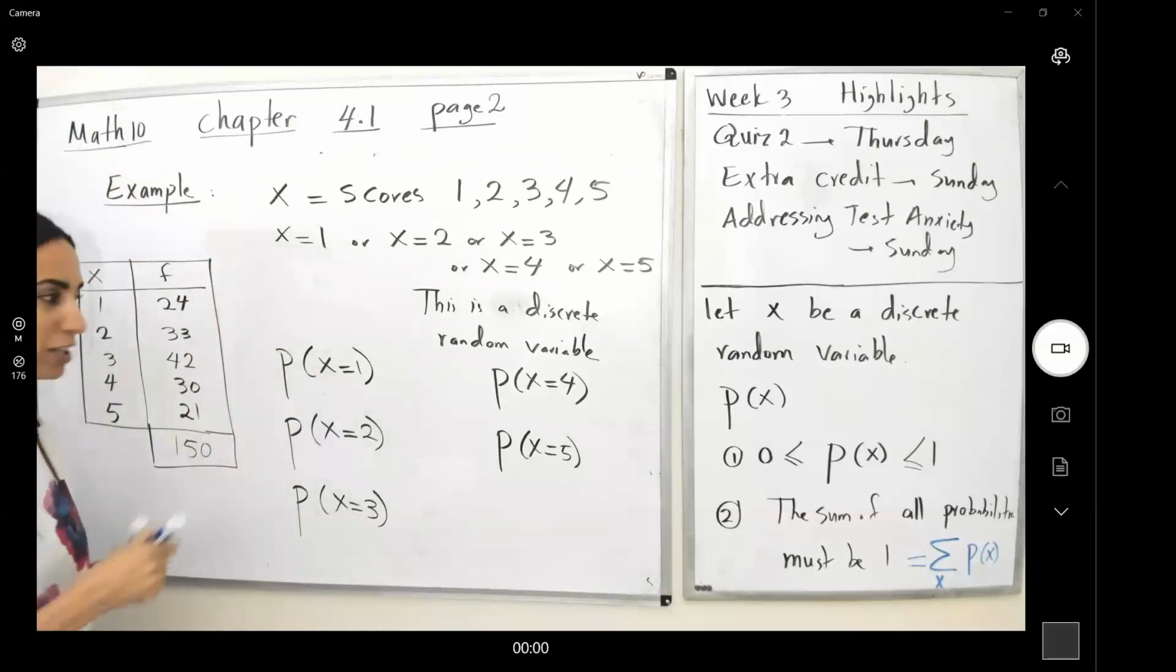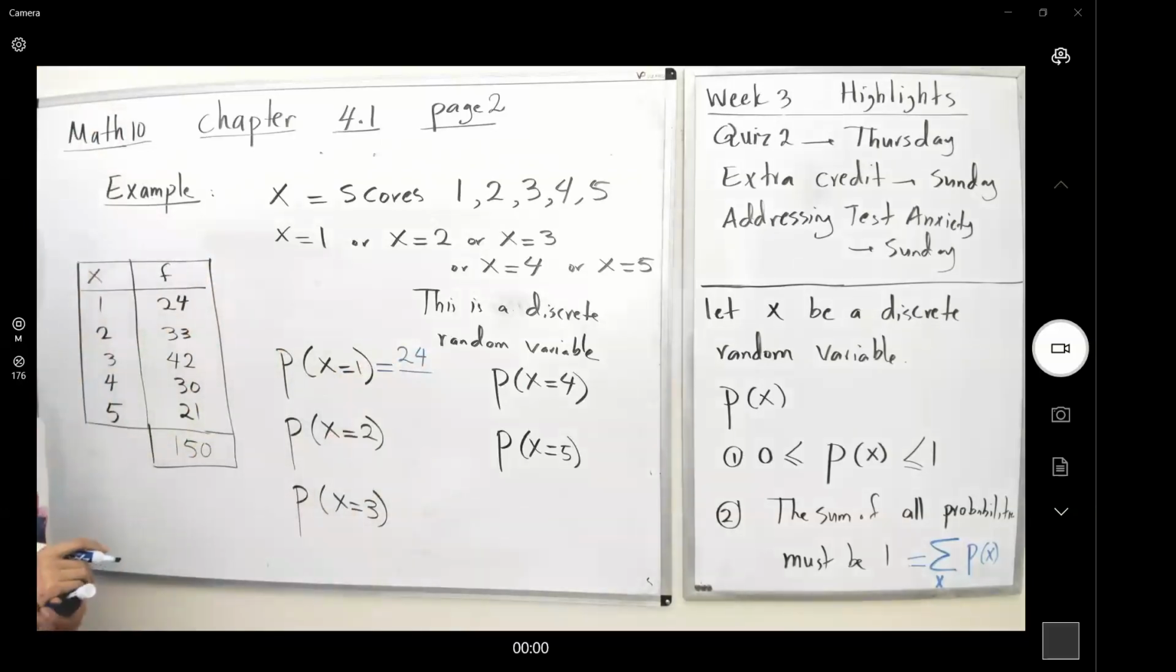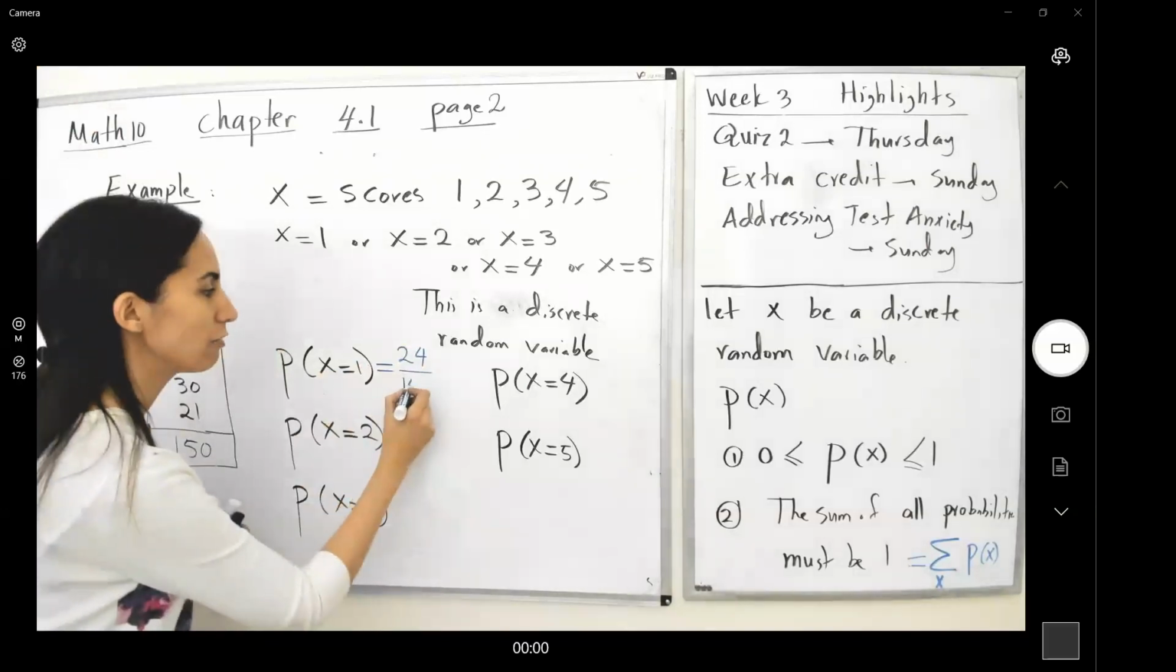24. So 24 goes on the numerator. What goes on the denominator? The size of your sample space. How many people were surveyed? 150 of them.